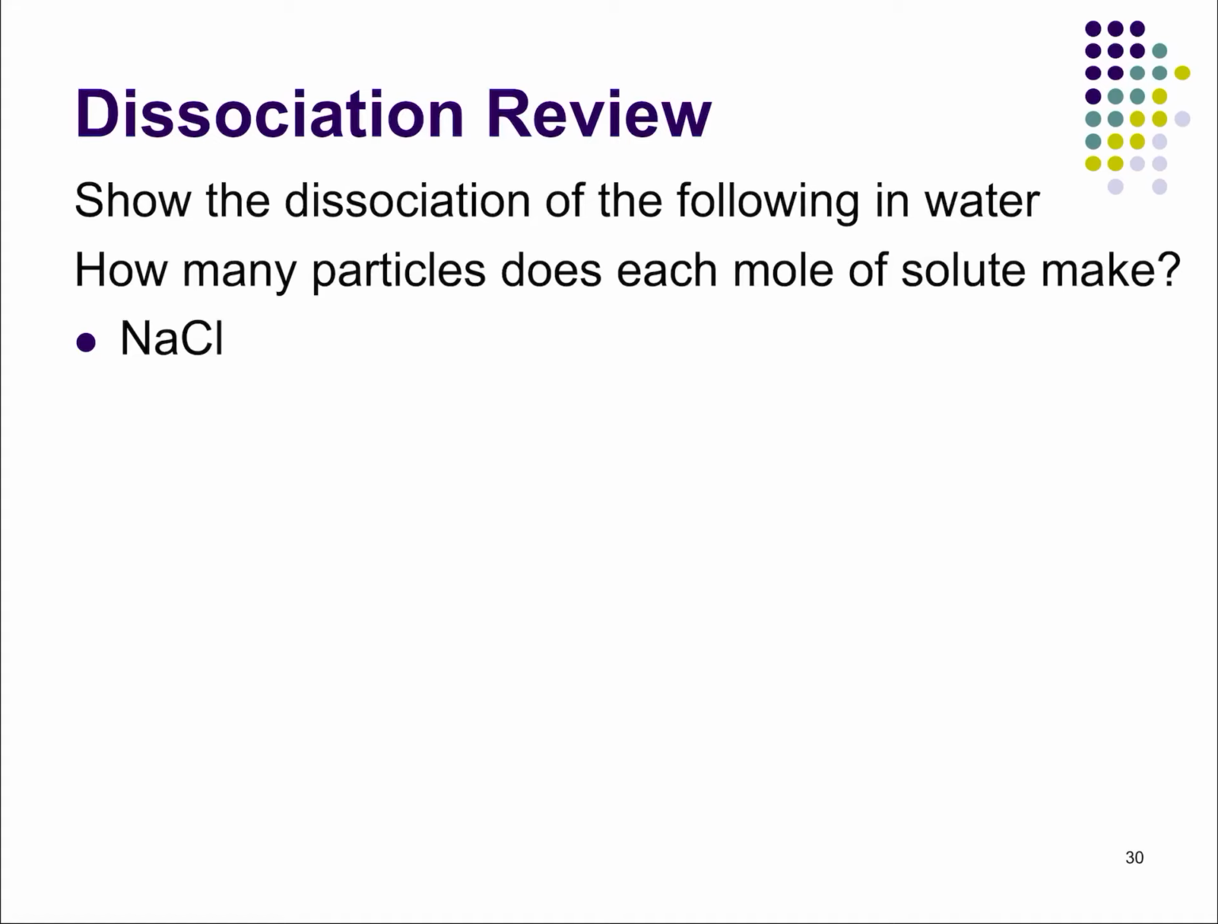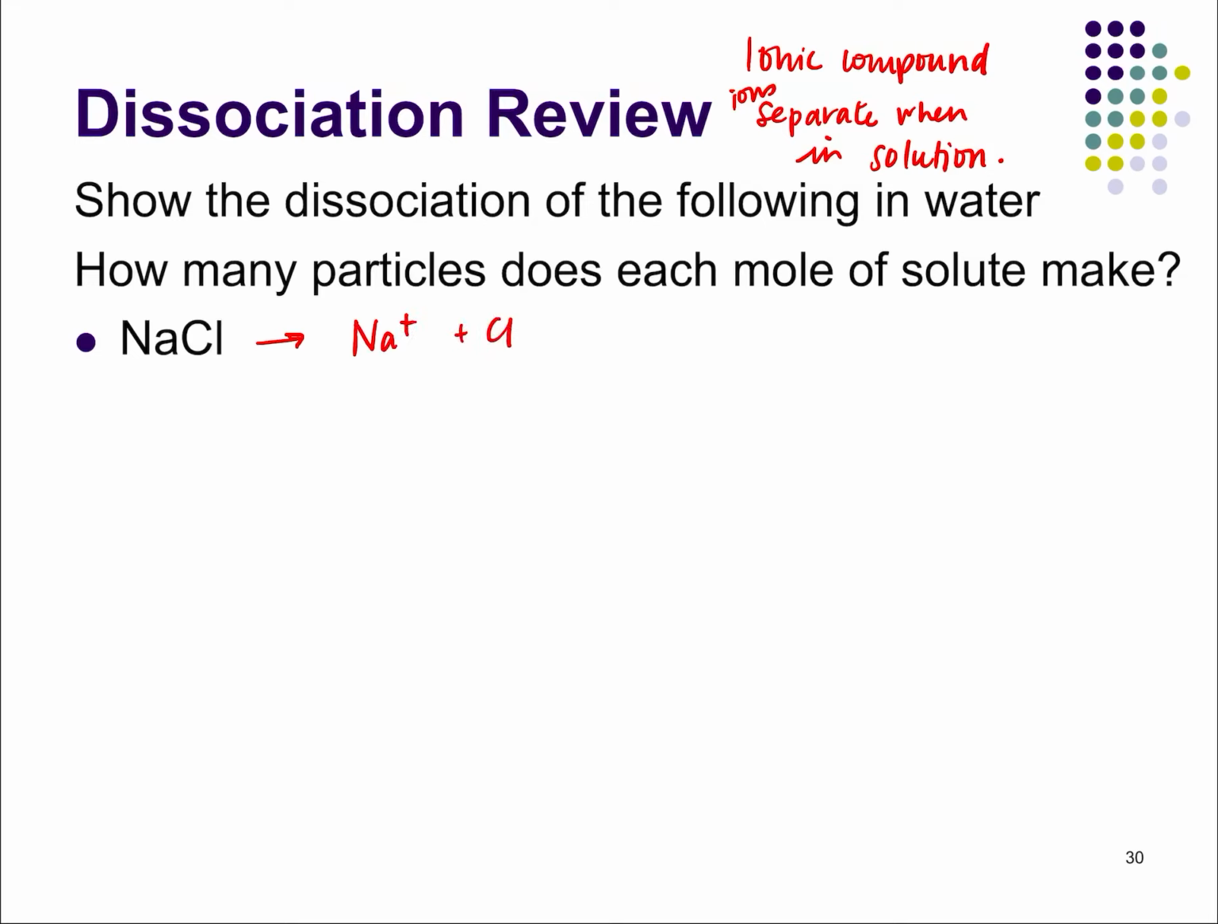So we're going to look at section 16.3, but before we do that, we're going to do some dissociation review. Ionic compounds will dissociate, which means that the ions separate when in solution. You've had to do some problems like this, so we're going to look at it again. NaCl will dissociate into Na+ and Cl-. So two particles.